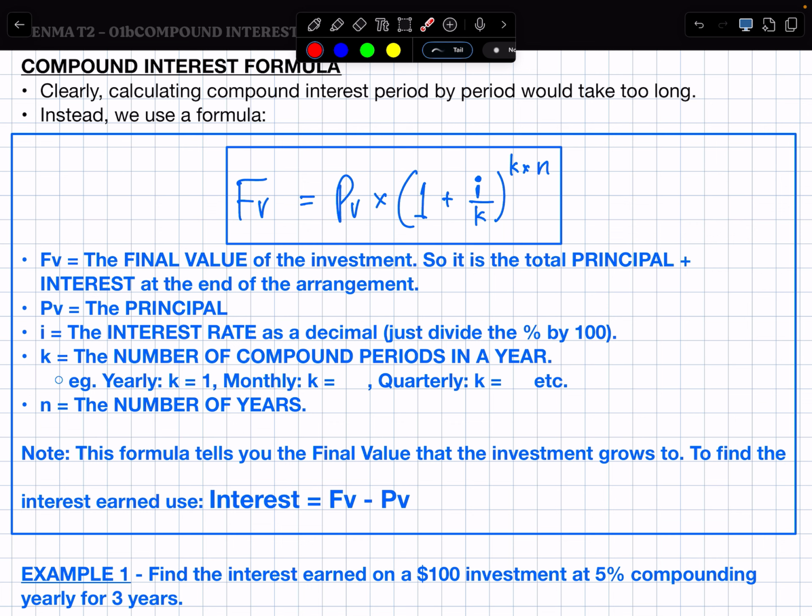What does K stand for? It's the number of compound periods in a year. So if it was compounding yearly, K is going to be 1. If it was compounding monthly, what would K be? 12. So you need to do some thinking here. If it was compounding quarterly, how many quarters are there in a whole year? 4. If it said half yearly, how many half years are there in a year? 2. Okay, so you're going to experience all of that.